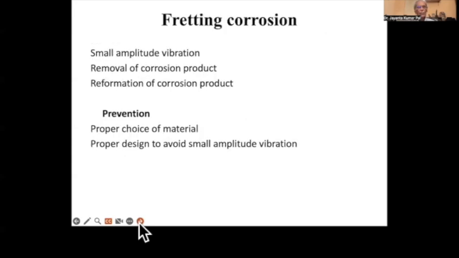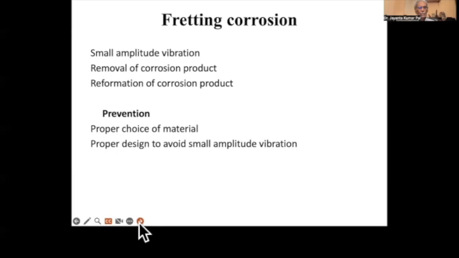There is another important corrosion, which is called fretting corrosion. But again, all these are topics of very large-scale research. This occurs when there is a small amplitude vibration and the removal of corrosion product because of the vibration. And as the corrosion product is removed, fresh surface is exposed, that will be corroded again, and the process will repeat.